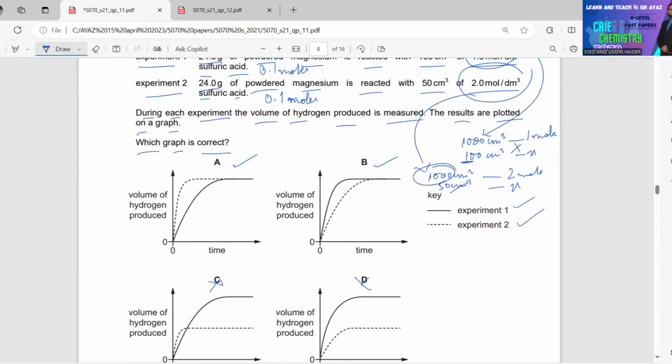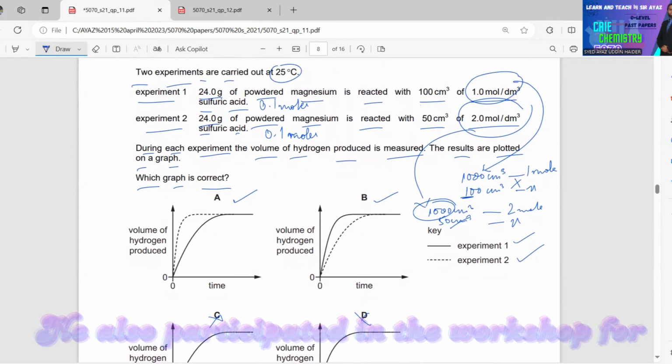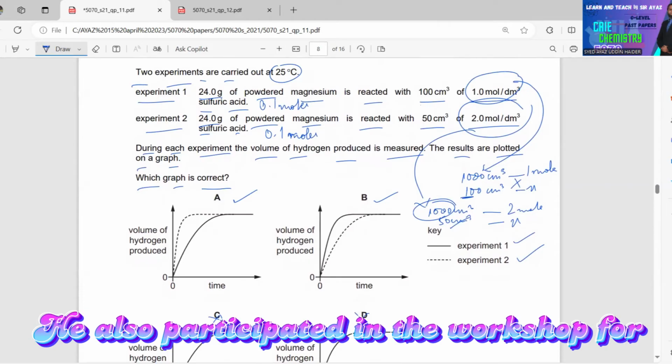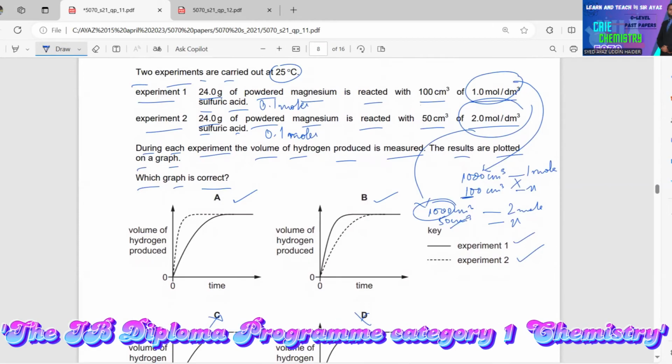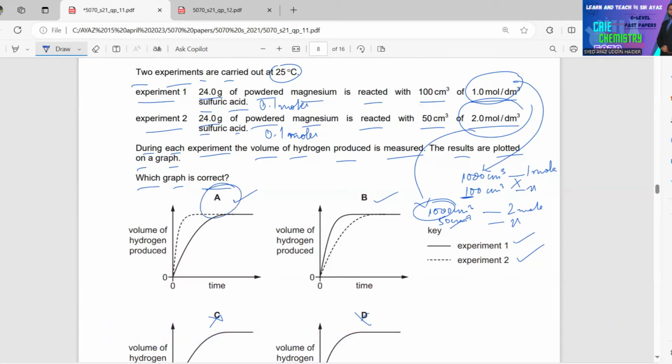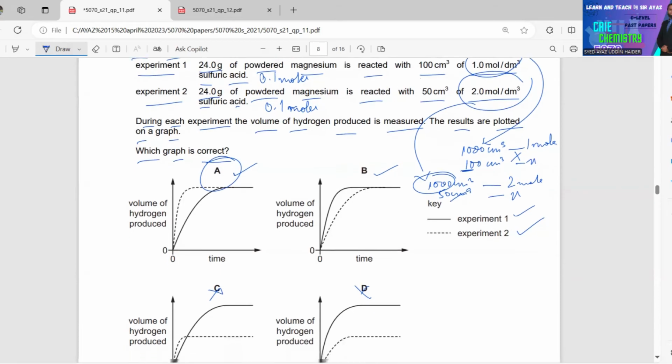Now, the rate of reaction for experiment 1 will be lower than the rate of reaction of experiment 2. The reason is that you have higher concentration. You have highly concentrated sulfuric acid. You have lots of moles of sulfuric acid molecules. So A must be the right answer in this case.